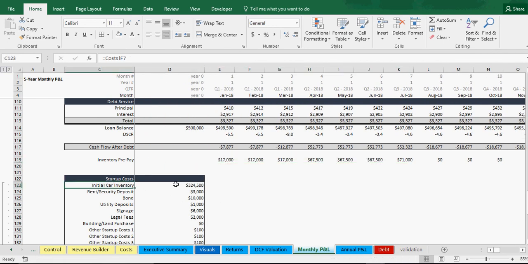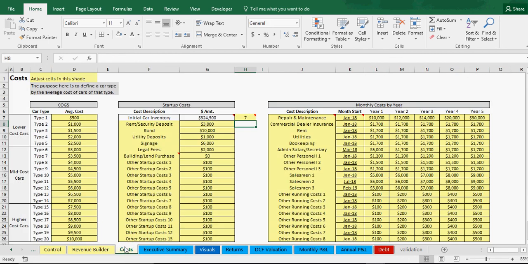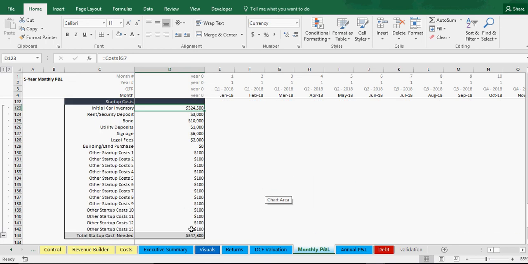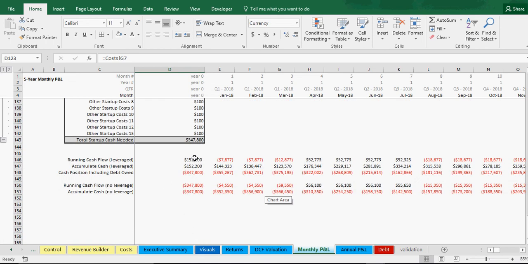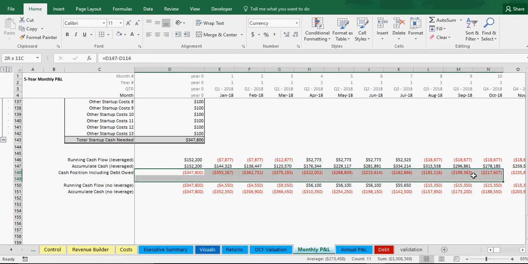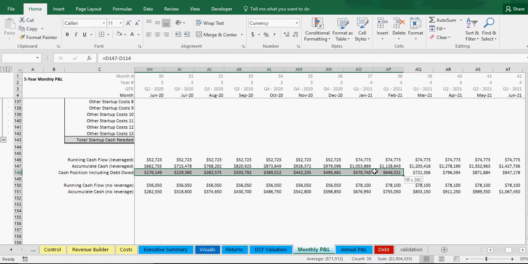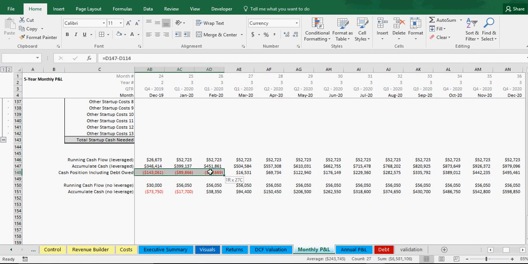You can see that inventory flows into here. It's actually starting initially. This is where it's summed at. So then we have our startup costs, and then we have running cash flow leverage, accumulated cash leveraged, and this bottom one is where we're adding back the debt owed. So you're actually not into the positive equity until here, March of 2020. You actually have more cash accumulated than you have debt at that point.